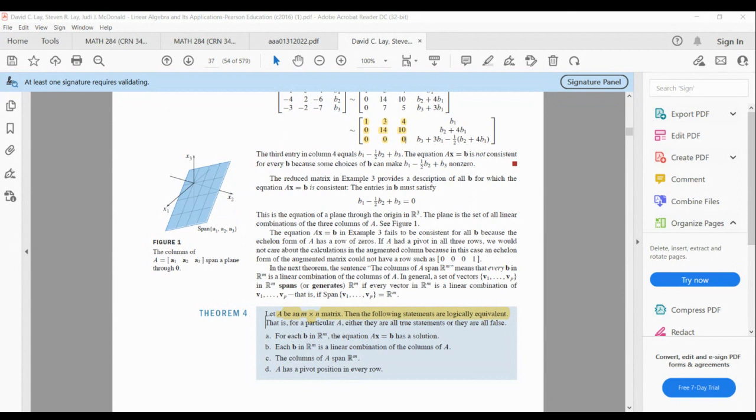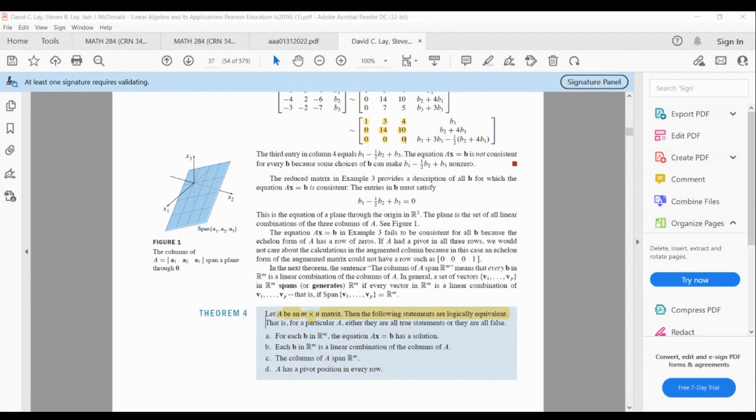So if the matrix equation has a solution, then by part B, every vector in B would be a linear combination of the columns of the matrix A. Then C follows that the columns of the matrix A span Rm space, and D follows that A has a pivot position in every row. So these are logically equivalent statements. They're either all true or all false. That's what logically equivalent means.